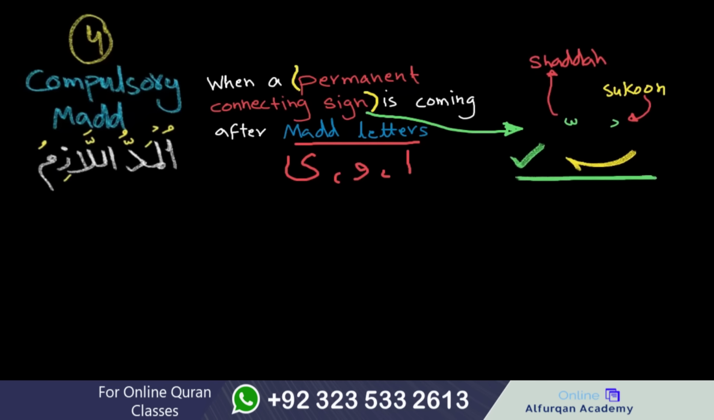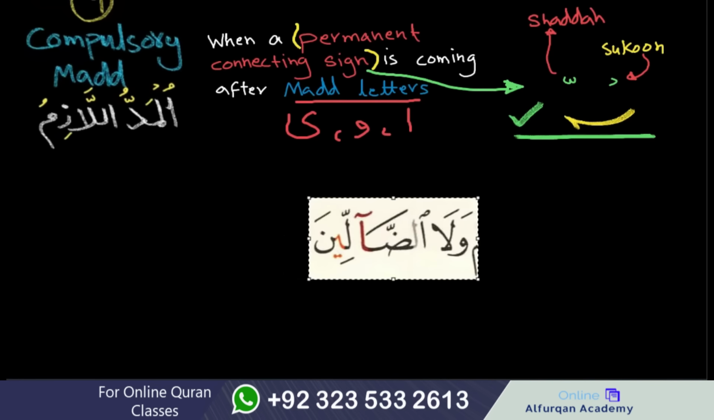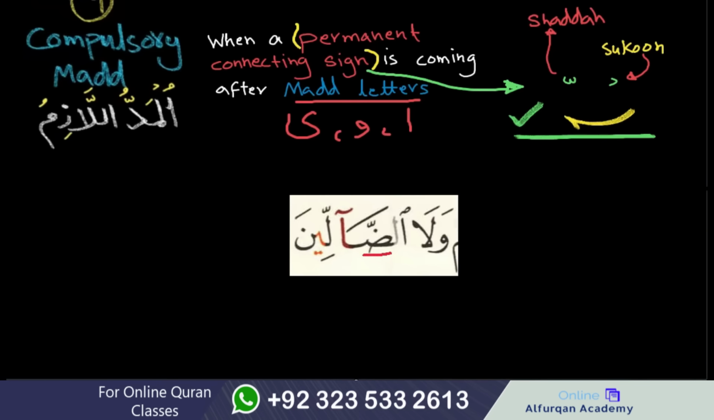Let's take a few examples of compulsory mad. In this example, here letter dad has a fatha, and after that is letter alif, and this alif is coming after fatha, and that is a mad letter.